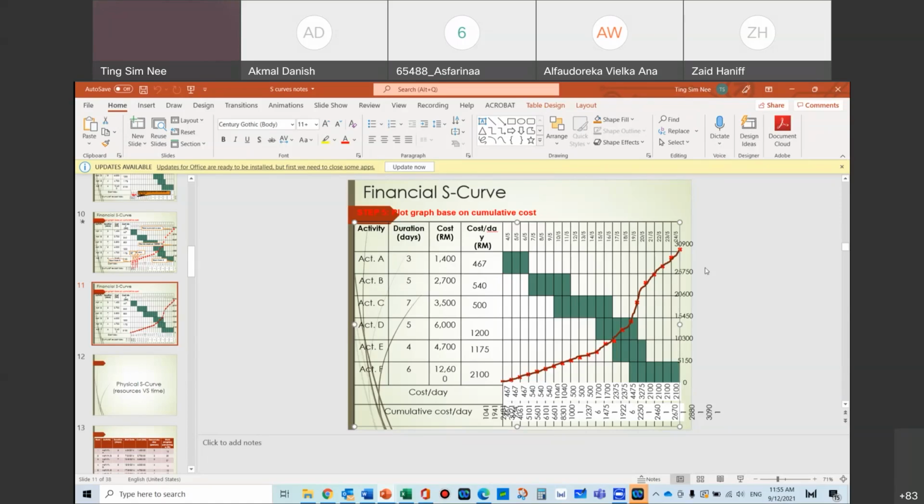The client will only be paying me this much, so there will be some differences. If the client doesn't pay you, that difference will be the money you need to fork out that month. You see, so you have to be careful of that difference.